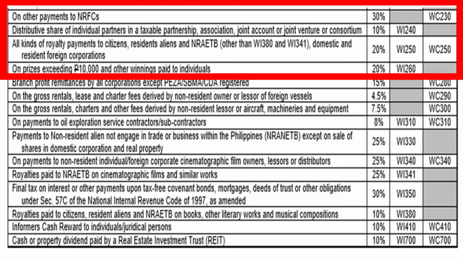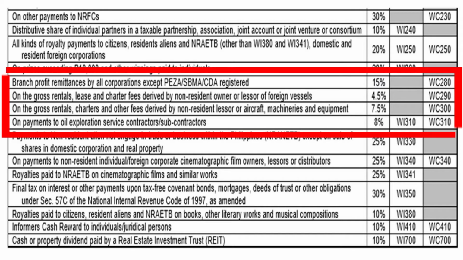On prizes exceeding 10,000 and other winnings paid to individuals. So exceeding 10,000, the tax rate is 20% for individual, W1260. Branch profit remittances by all corporations except PEZA or BOI-CDA registered, 15% for corporation, WC280.